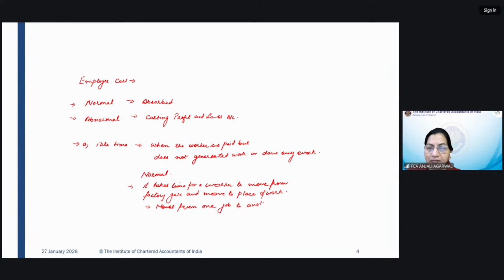We'll just discuss a little theoretical aspect so that you know how to treat these costs while doing your practical questions. So when you move from one job to another, there would also be a wastage of time, but it cannot be avoided. Then there are small breaks which cannot be avoided. So all this is normal idle time.